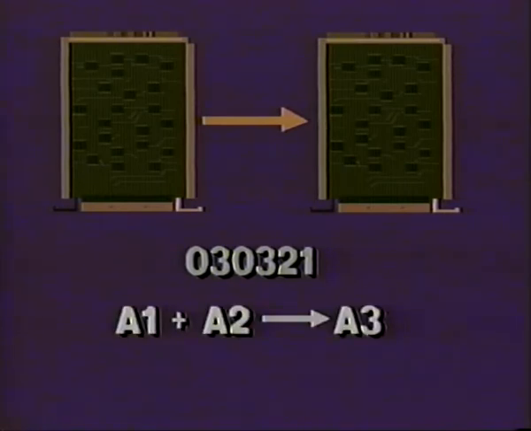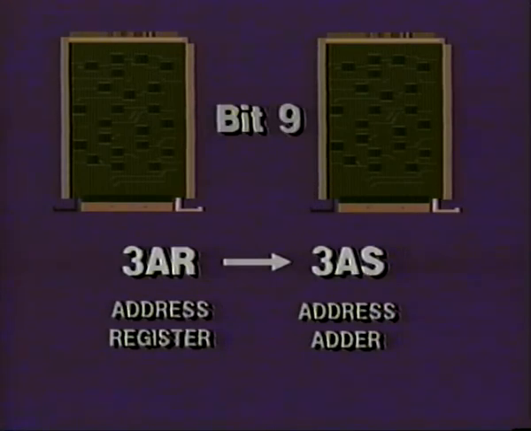In the following example, we are going to use the wire tabs to trace the movements of a signal from one module to another. We have issued a 030321 instruction. This instruction adds the contents of address registers A1 and A2 and places the result in address register A3. In this operation, we're going to follow bit 9 from the A1 register, the 3AR module, to the address adder, the 3AS module. We'll then follow bit 9 back to the A3 register.